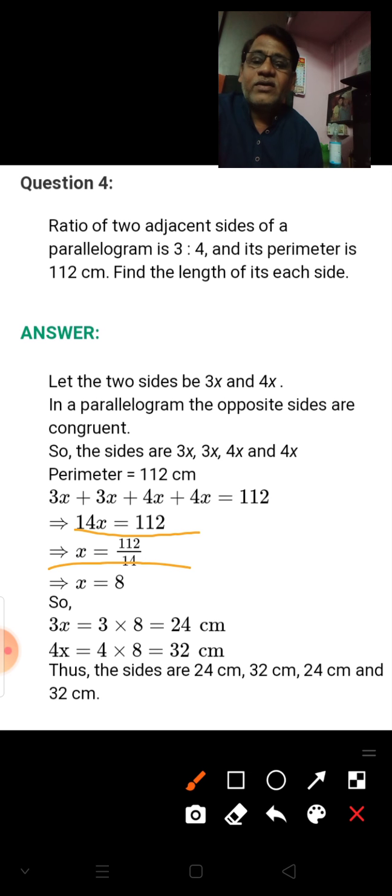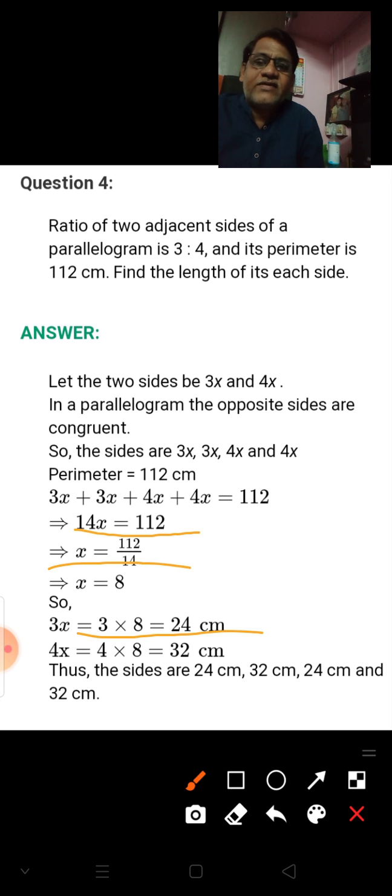First you find out the value of x, then you know that the sides are 3x and 4x. So the first side is 3x, which means 3 into 8, which is equal to 24, and the second side is 4 into 8, which means 32 centimeter. The given parallelogram has sides 24 centimeter, 32 centimeter, 24 centimeter and 32 centimeter.